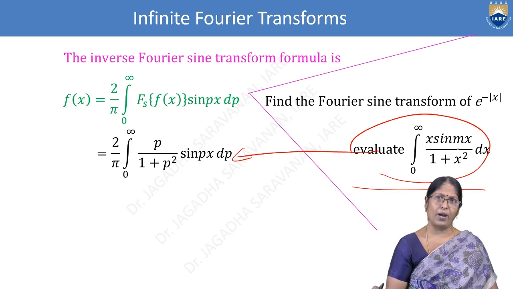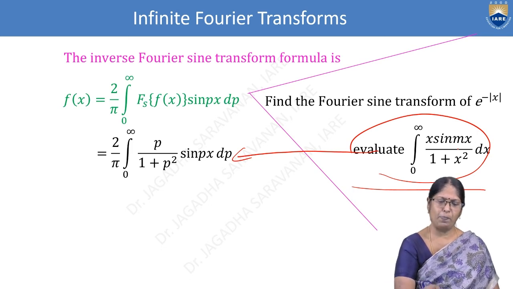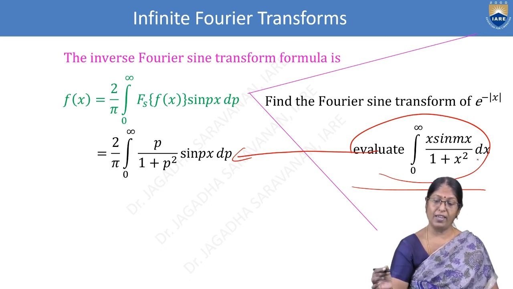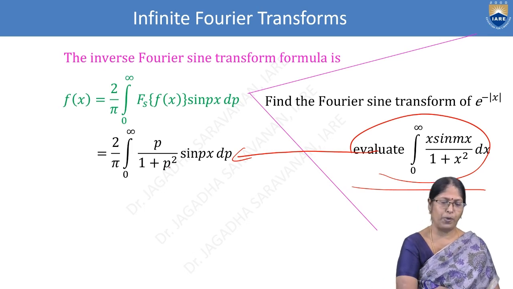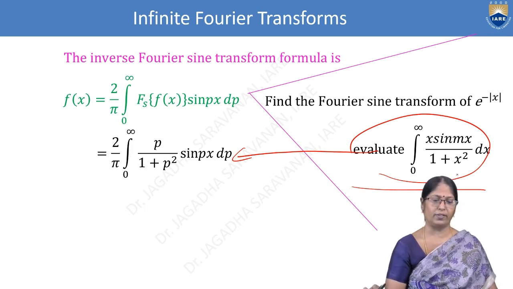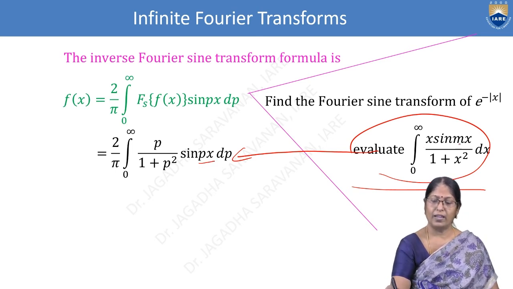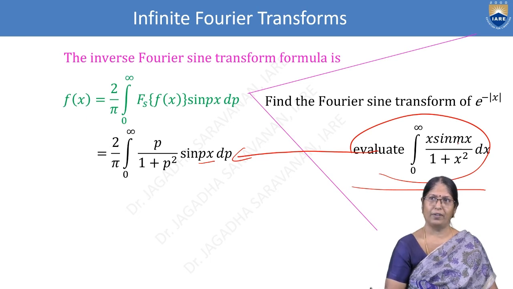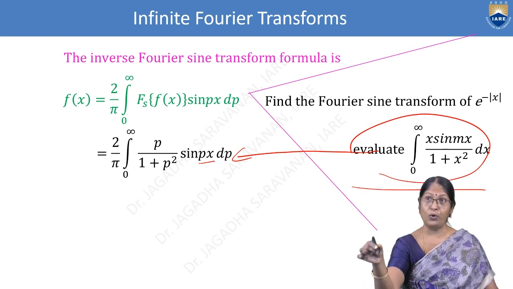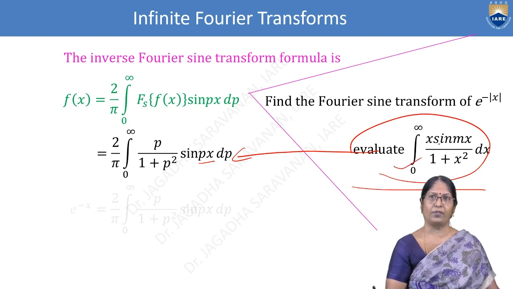We will do the comparison. Here dp is there, here dx is there. Here p square is there, here x square is there. Here p is there, here x is there. Here sine px is there, here mx is there. So what are the differences in the variables? We are just doing the comparison, because this is the result we have to get.